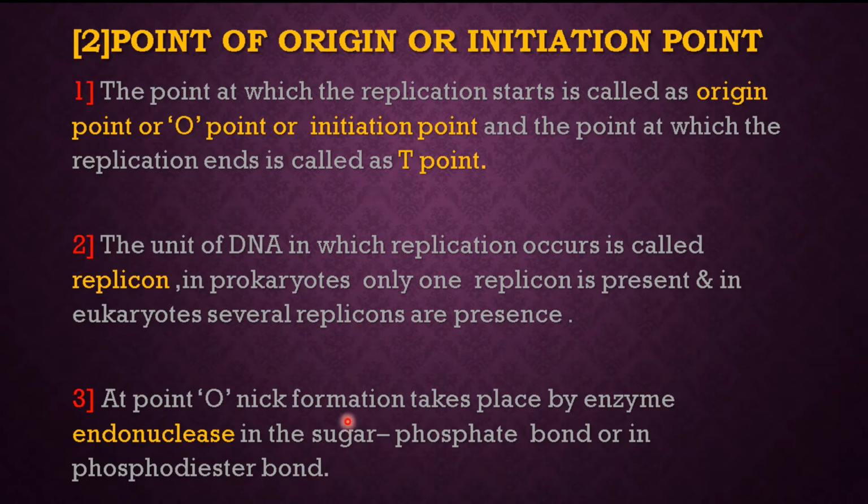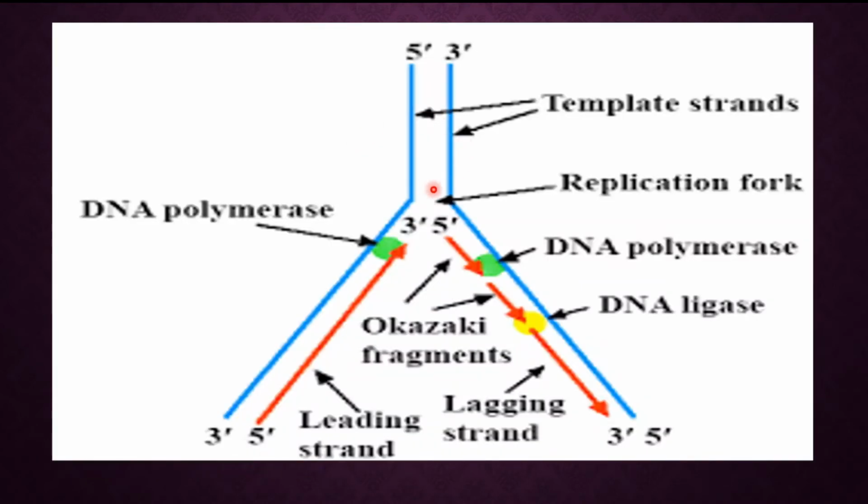So only three points you have to keep in mind. First, the point where the replication starts is called the O point or origin point or initiation point, and the point at which the replication ends or stops is called the termination point. Second, in prokaryotes there is only one replicon, and in eukaryotes there are many replicons. Last, at this origin point nick formation takes place due to an enzyme called restriction endonuclease, or simply the endonuclease enzyme.